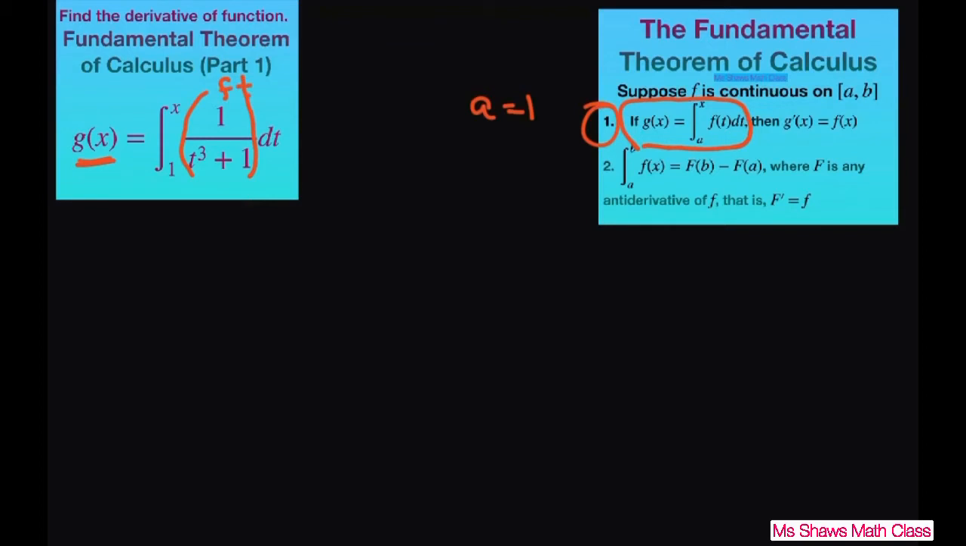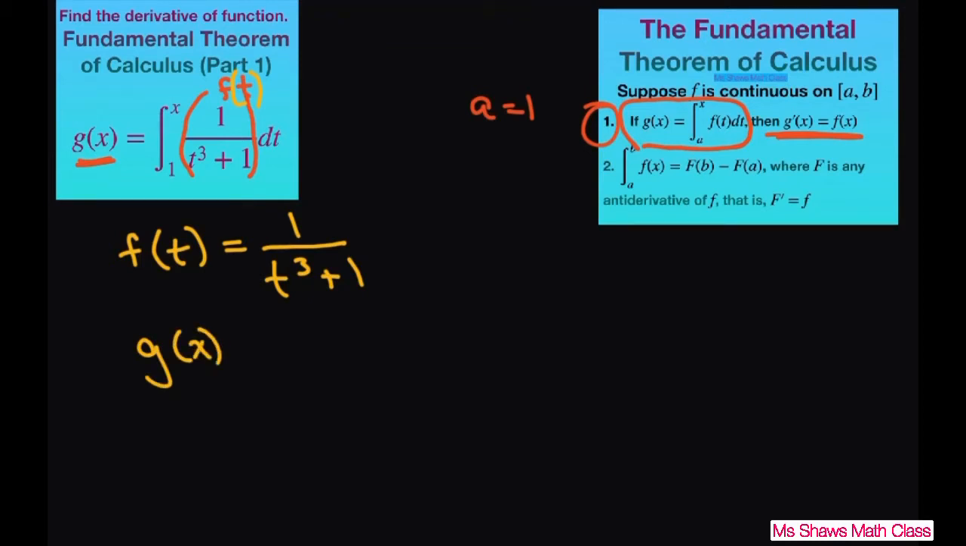All right, and so since it's already in this form, all we have to do is follow through on it. So let's look at this. F of t, let's write it like this. F of t equals 1 divided by t cubed plus 1. And we have g of x equals the integral from 1 to x, 1 divided by t cubed plus 1 dt. So basically that's this part.